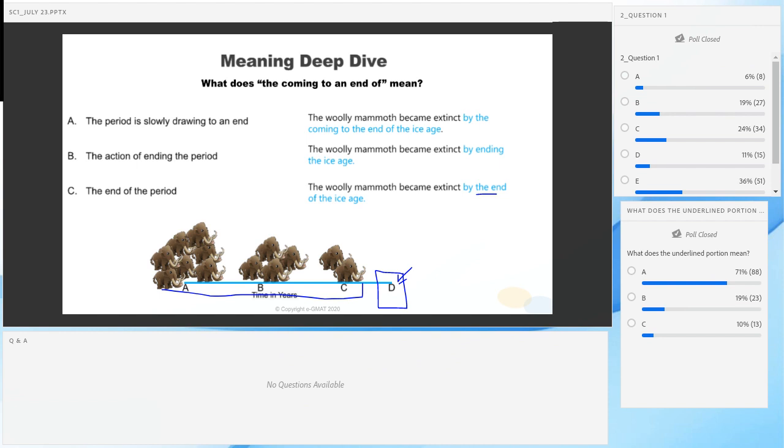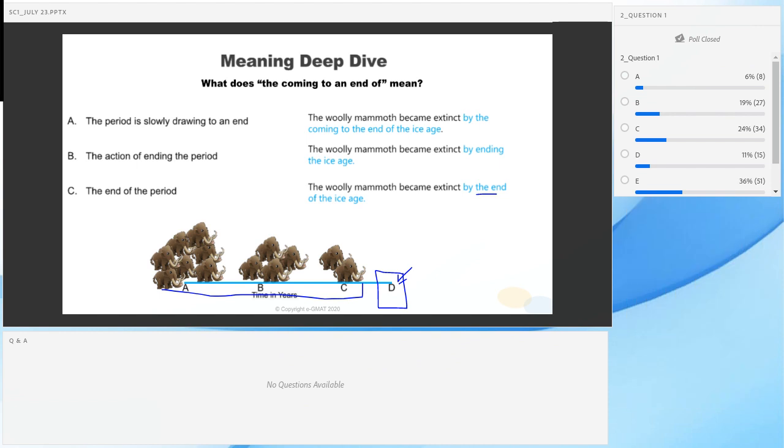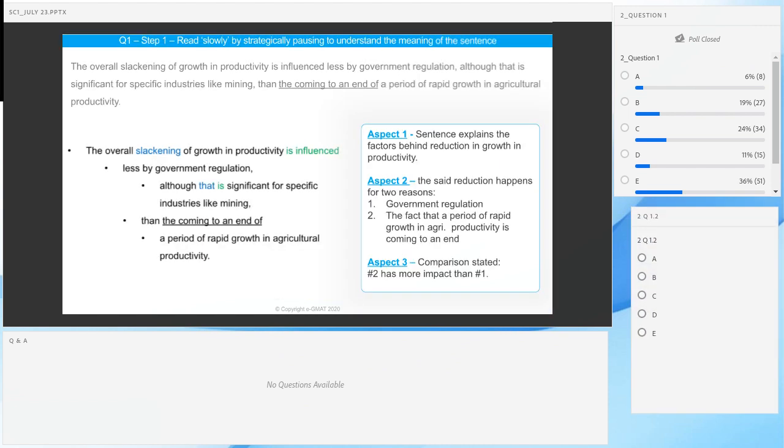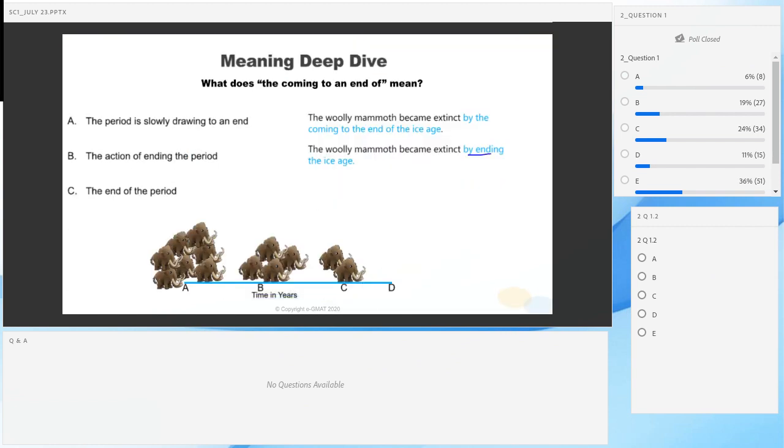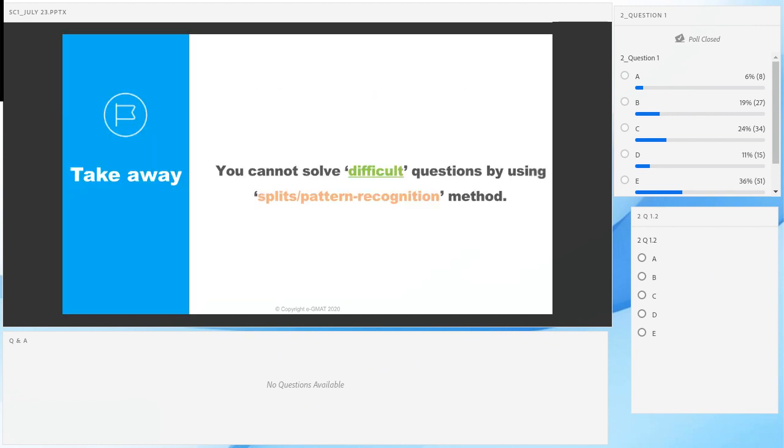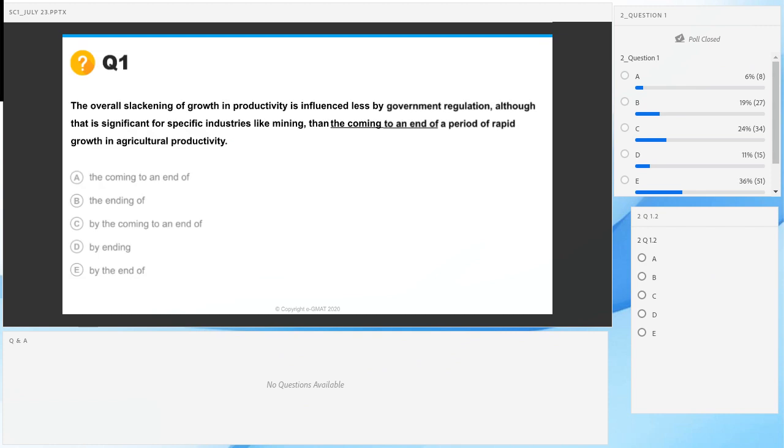All right. I have already shown to you the meaning of this particular phrase. Now, I want to give you another chance to answer this question now that you have understood all about the coming to an end. So if I were to show the question to you, let me go back probably. I'm sorry about that. If I show you the question here, what will be your answer now? Let's take another shot at this question. Now that you completely understand the meaning of that underlined portion in the sentence, what would be your choice?